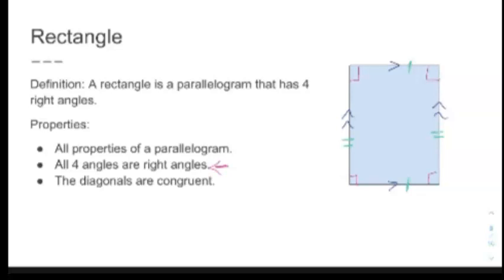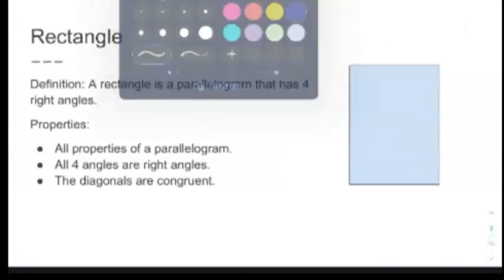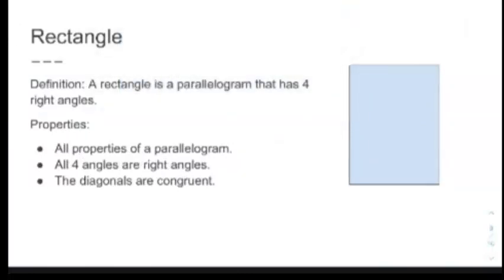Okay. So again, all of our properties still apply. Opposite angles are congruent. They're all 90. And we can also say that they're supplementary because 90 plus 90 is 180. So that matches up. All right, what we can also say for our rectangle here is that our diagonals are congruent.